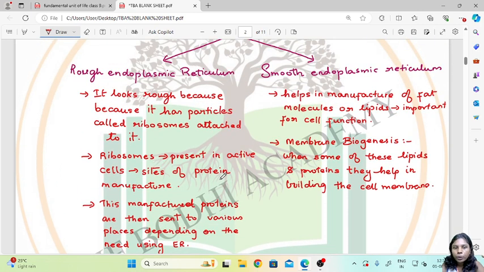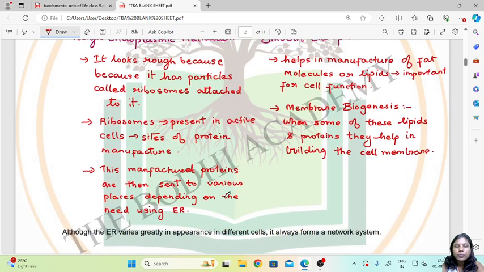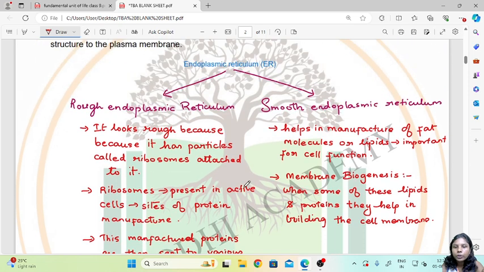So under rough endoplasmic reticulum, we know that it is rough because it has particles called ribosomes that are attached to it. Secondly, these ribosomes are present in the active cells where protein manufacturing happens. Once they have manufactured the protein, it is sent to various places depending on the need using the endoplasmic reticulum.